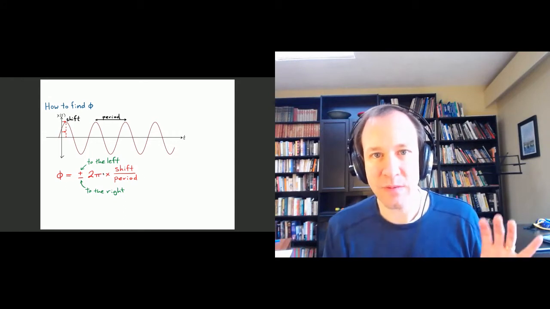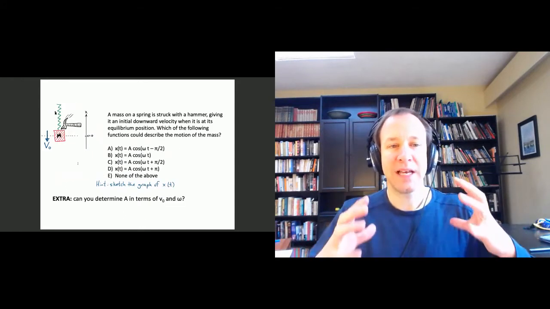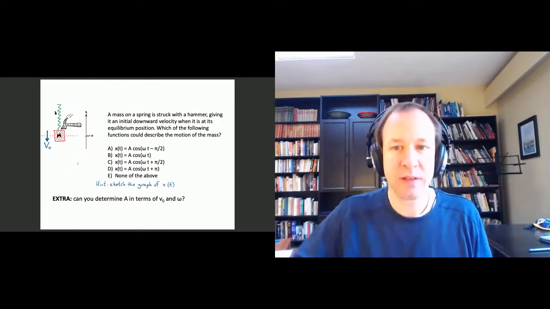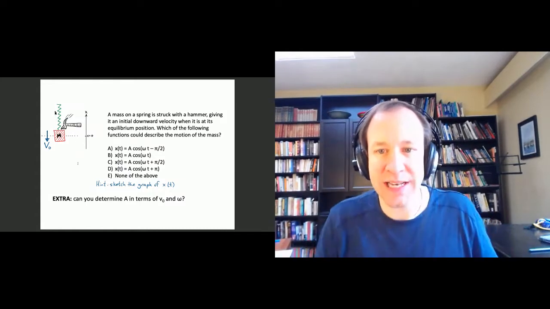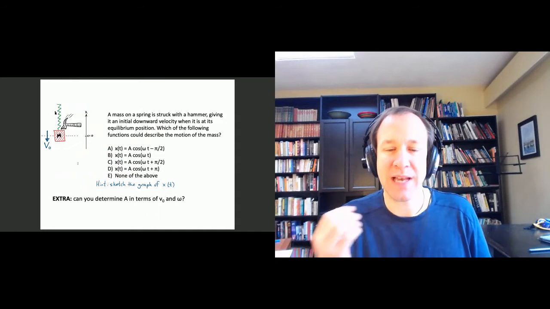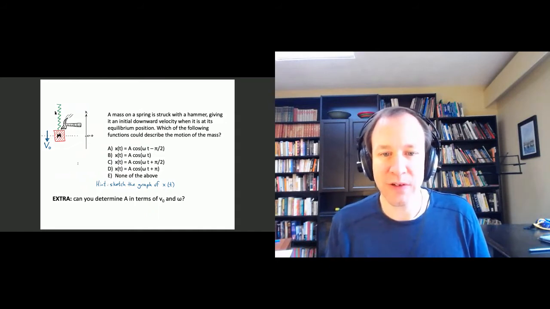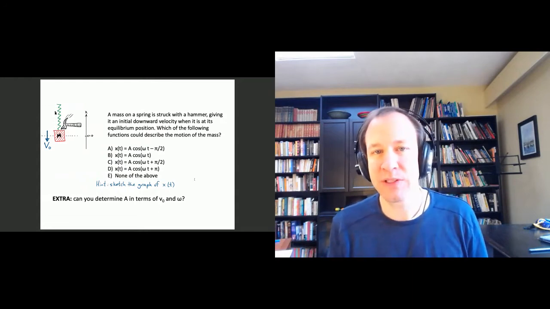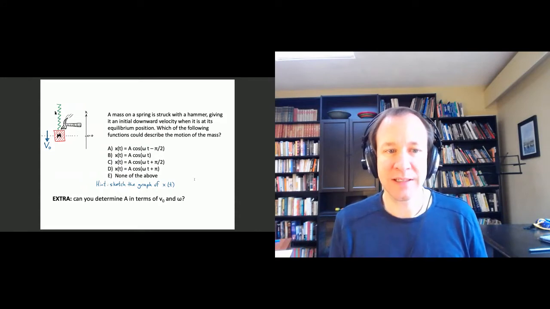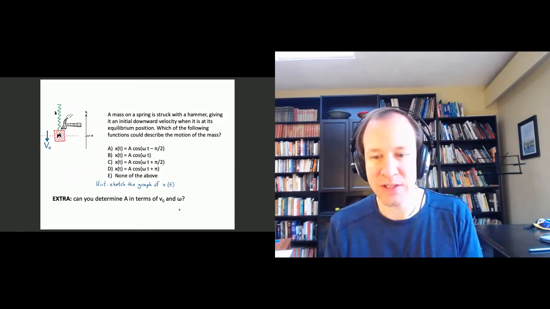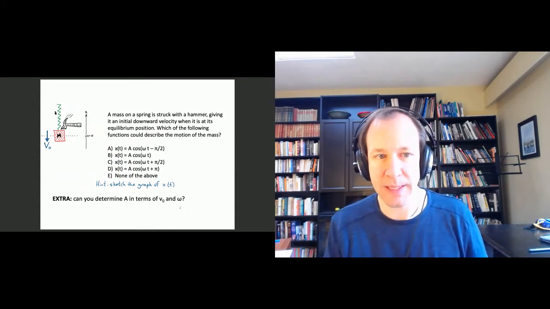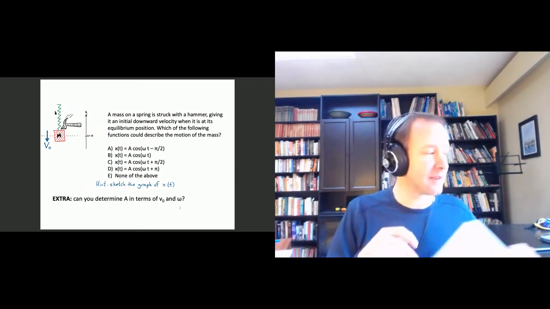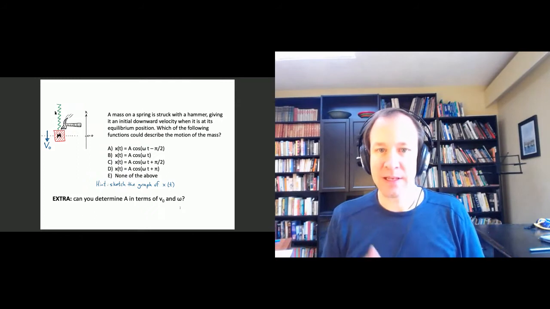So we're going to get started then with an example where I tell you the mass on the spring in the picture is initially at its equilibrium position, but it's struck by a hammer, so it has an initial downward velocity. And we want to ask first, what is the motion as a function of time? Which one of these options? And then second, can we determine the amplitude of this motion given the initial velocity v0 and the frequency parameter for this motion omega? Okay, so take a few minutes to think through that, and now I'll discuss how we would approach this question.